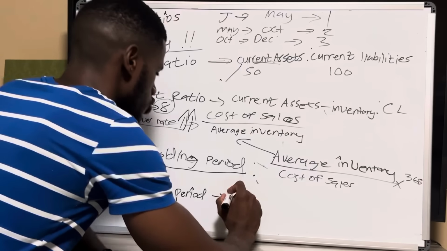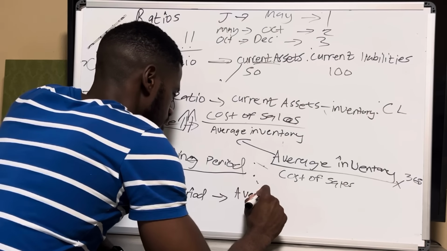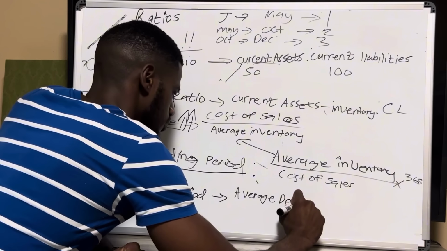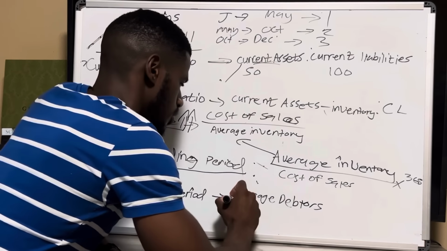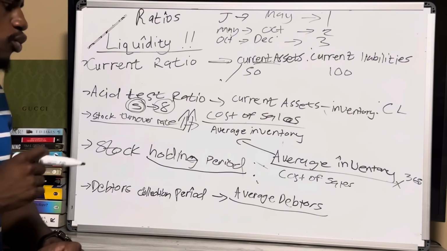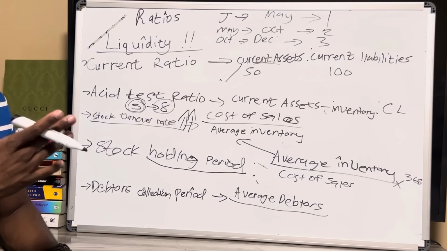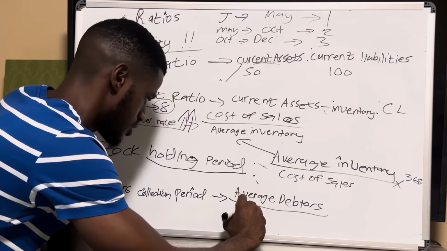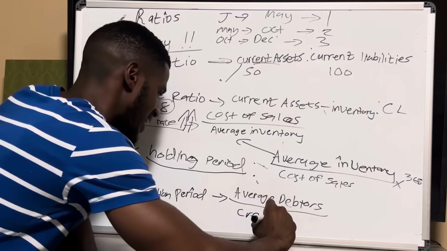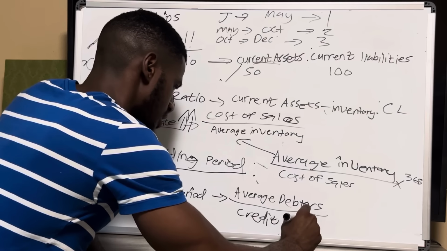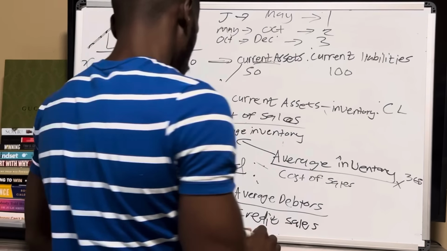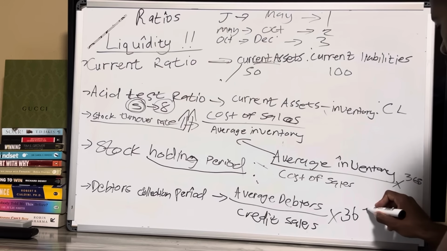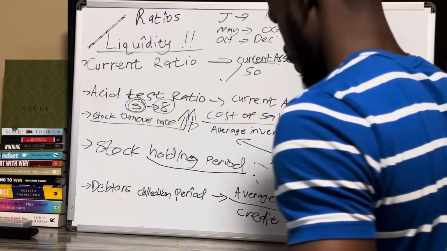So the formula for this will be average debtors. Debtors are the people that owe us money. So they owe us money because they bought on credit. So all over credit sales. We want to know how many days do they take. It's going to be 365.